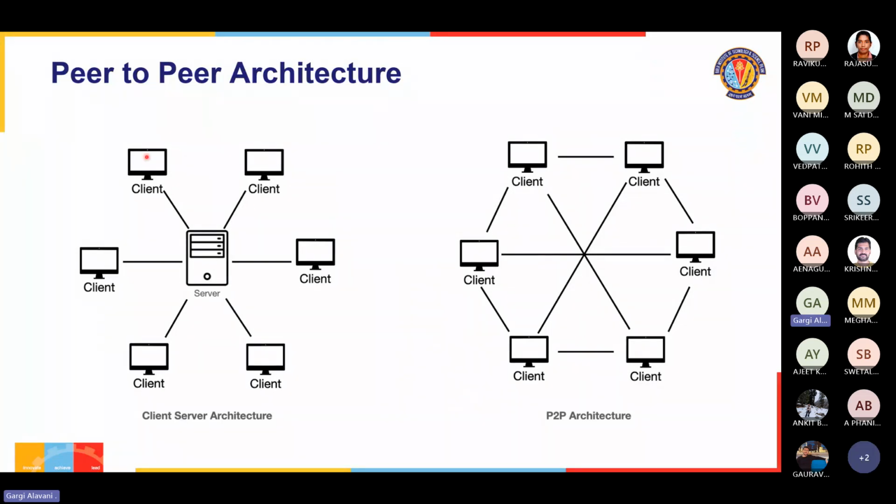So earlier we had master slave architecture, client server architecture, in which there is a server and there are multiple clients. Whereas in P2P architecture, everyone is a master as well as a client, and they all are connected to each other. Is the architecture clear? How is it different from master slave?